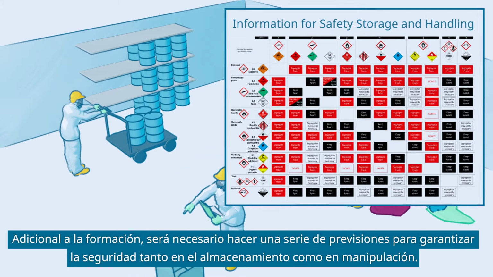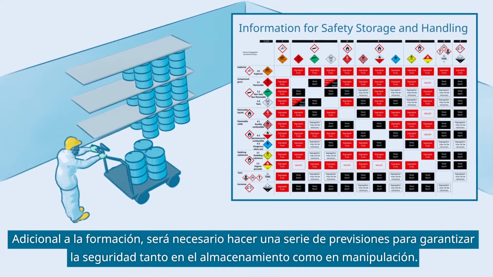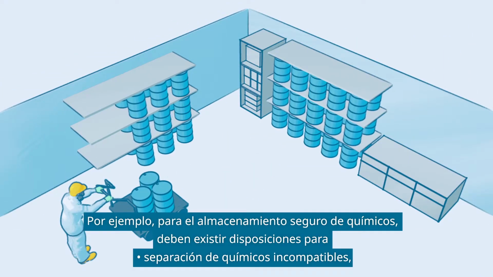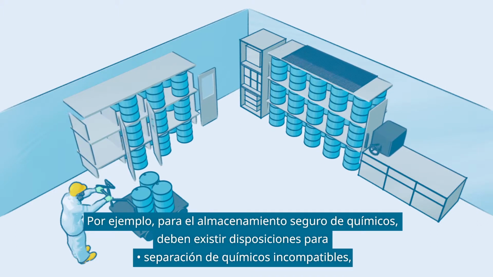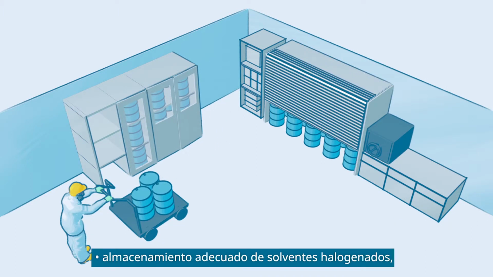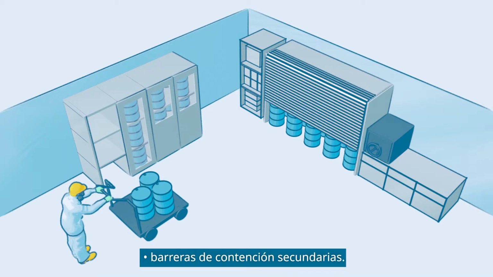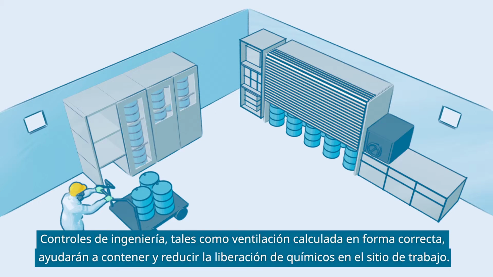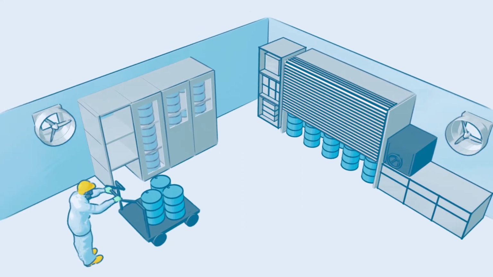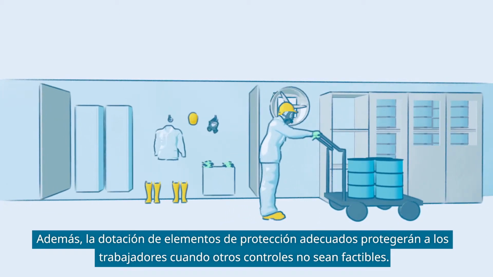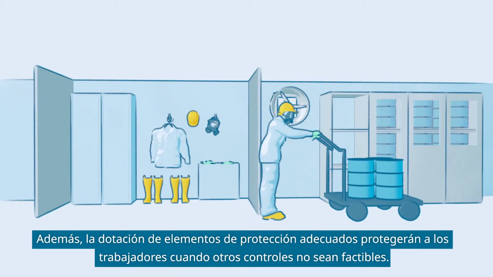In addition to training, a number of provisions may be necessary to guarantee safe storage and handling. For example, for safe storage of chemicals, there should be provisions for separation of incompatible chemicals, adequate storage of halogenated solvents, adequate storage of flammable liquids, and secondary containments. Engineering controls, such as ventilation, will help to contain and reduce the release of chemicals into the workplace. In addition, the provision of adequate personal protective equipment will safeguard the workers when other controls are not feasible.